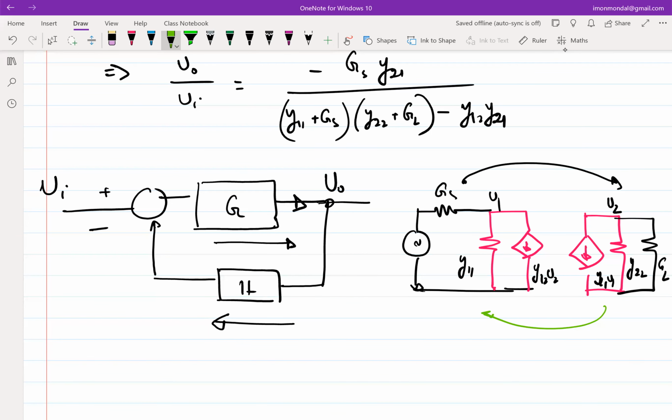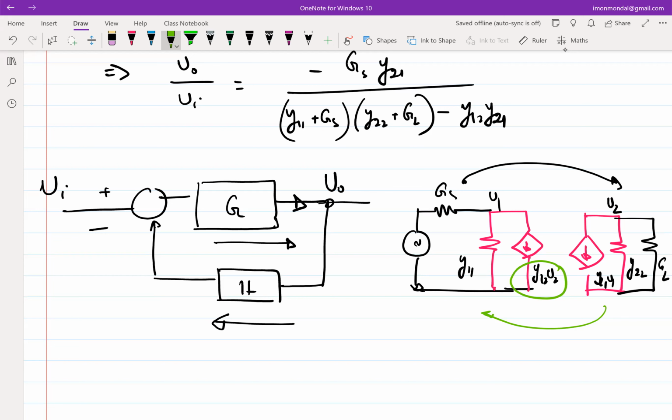Yeah, so there are two dependent current sources. Y21 V1 is responsible for taking the signal from the input port to the output port. Y12 V2 is responsible for taking the signal from the output port to the input port, right? So there is a feedback, right? And since these are dependent current sources, these are also unilateral feedback.